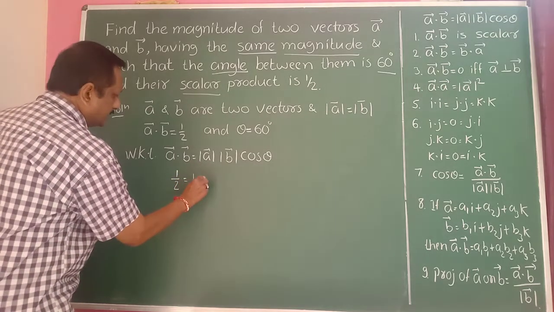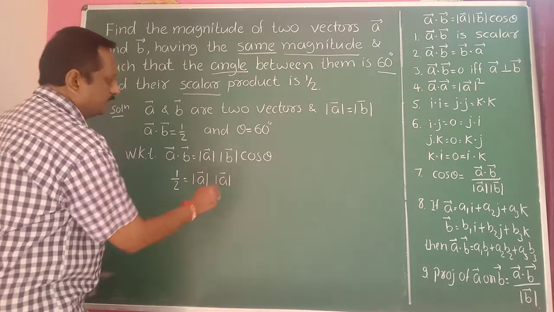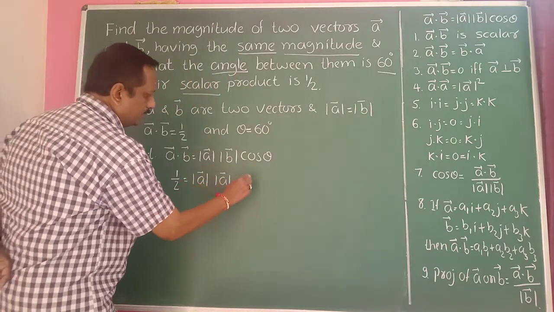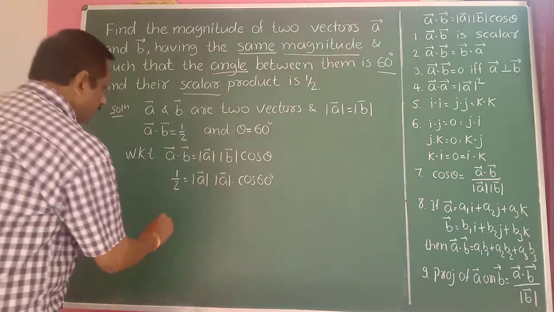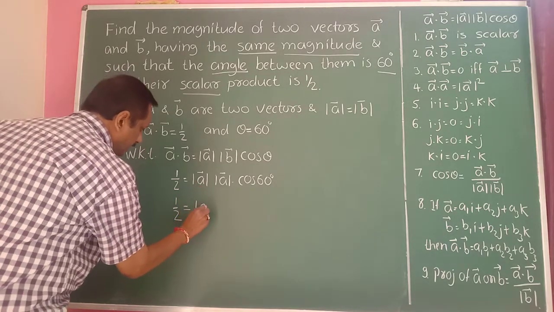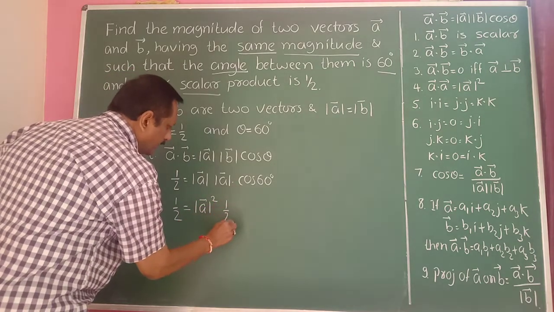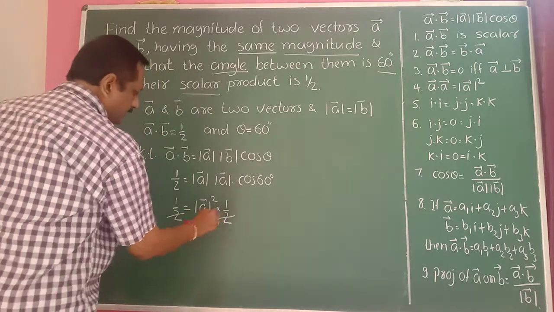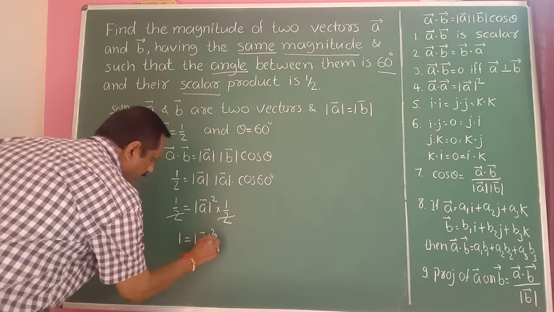Modulus of A bar, write as it is. Modulus of B bar is again modulus of A bar only, because they are equal. Instead of modulus of B bar, write modulus of A bar into cos of theta. Theta value is 60 degrees. So 1 upon 2 is equal to modulus of A bar into modulus of A bar, which is modulus of A bar square, into cos of 60 degrees, whose value is 1 by 2. This 2 and this 2 cancel. Hence 1 is equal to modulus of A bar square.